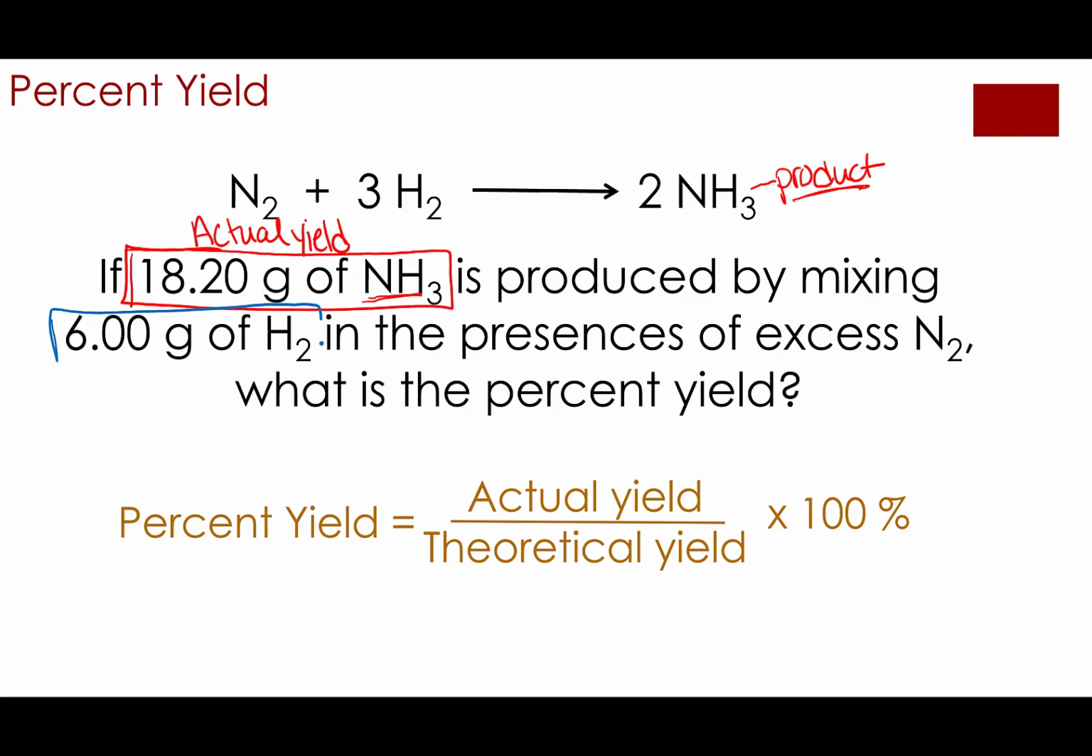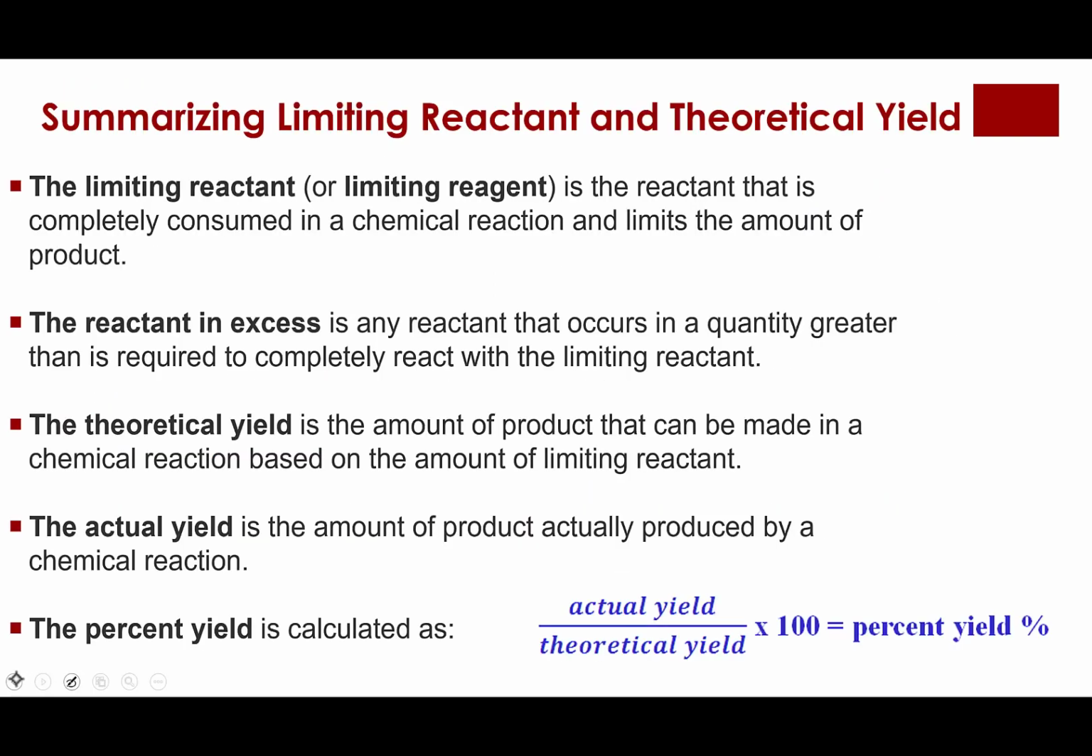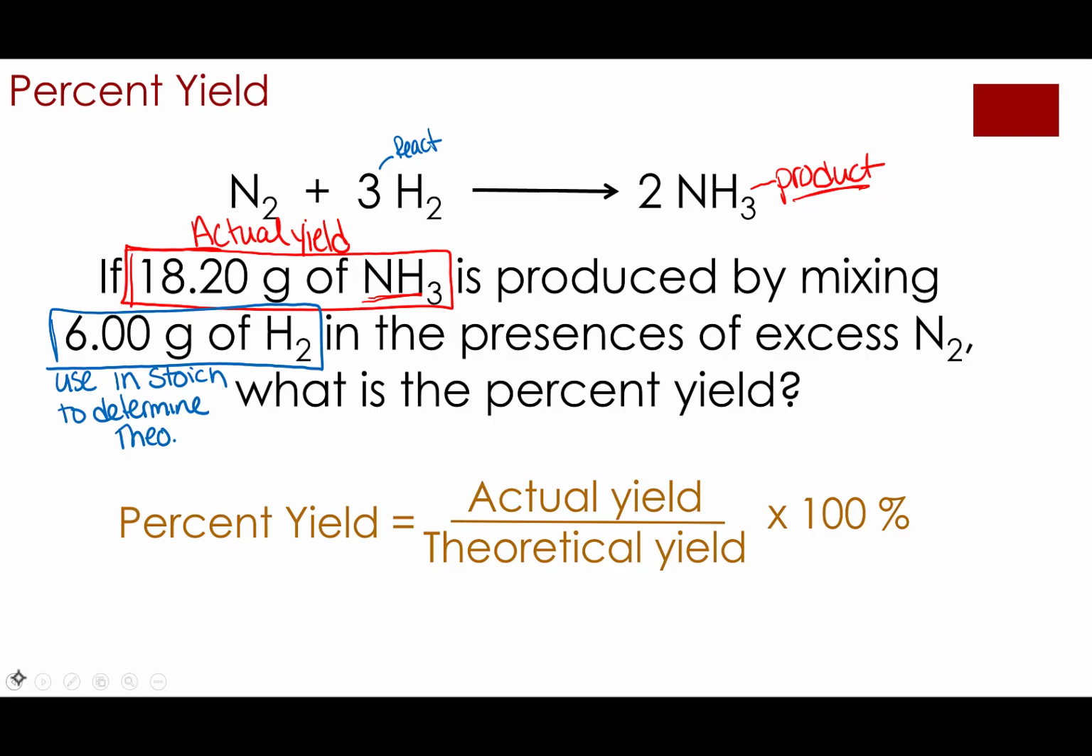Now we have this other number over here, 6 grams of hydrogen. Well, hydrogen is over here as a reactant. So that 6 grams of hydrogen is going to be used to determine the theoretical yield. So we're going to use a stoichiometry problem to determine theoretical. Okay? So just like I said, we're going to set up a stoichiometry problem. We're going to have to go from grams of hydrogen to moles of hydrogen to moles of our product, which is NH3, to grams of our product. Okay, so that's the stoichiometry problem that we're going to have to do. Okay, so let's do that.